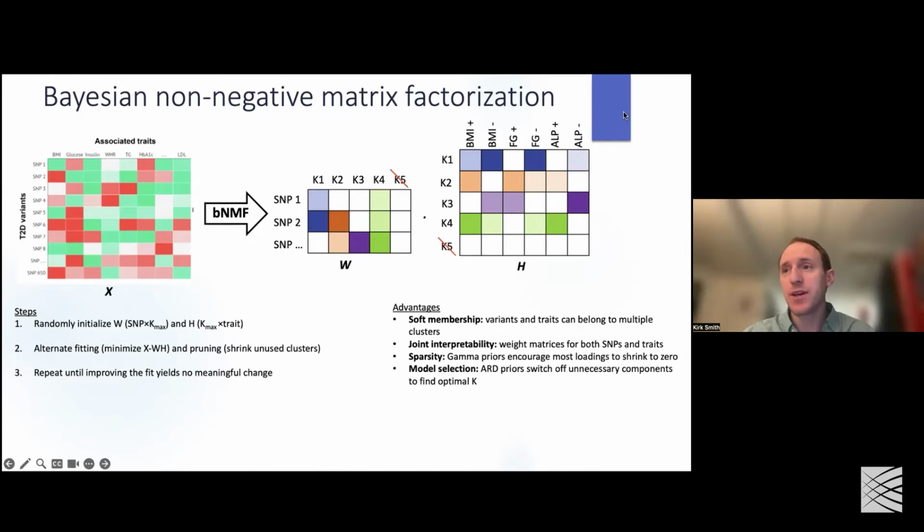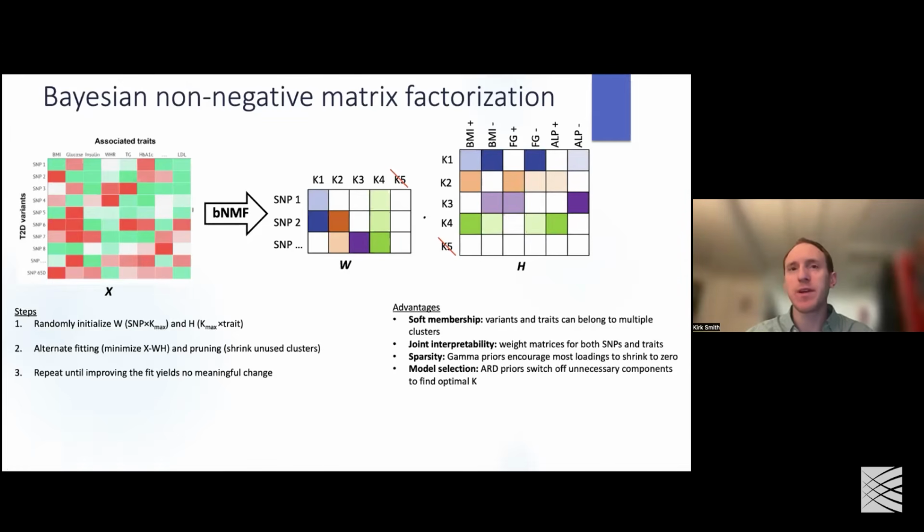So we then initialize two random matrices, which are called W and H. W will contain the variant weights, so its dimensions are the number of SNPs by Kmax, and H will contain the trait loadings. Its dimensions are actually Kmax by the number of traits times 2. Now, this is because of the non-negative requirement of BNMF. We're actually forced to split each trait into a positive and negative column and then multiply the negative column by -1. So you can see this reflected in the H matrix on the right, how each trait now has a positive and negative, such as BMI plus and BMI negative.